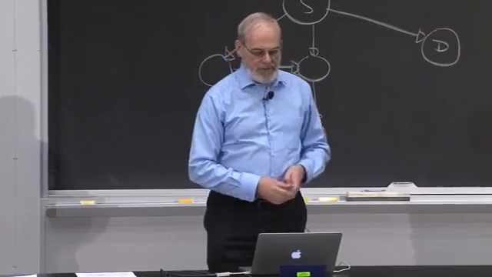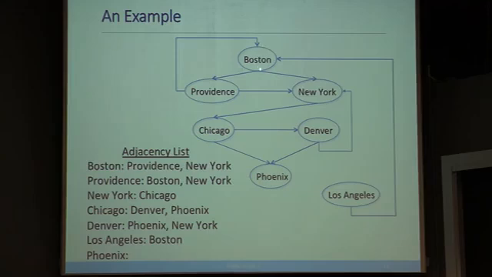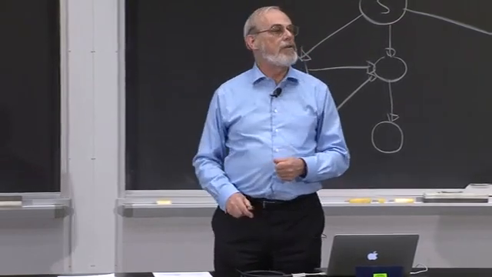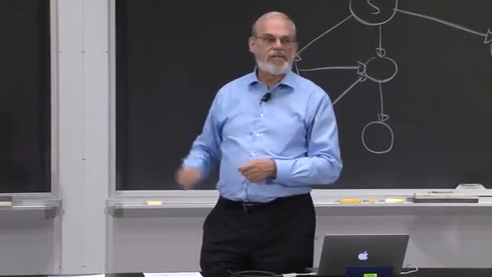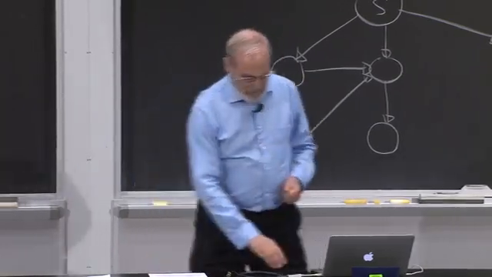And to think about this, here's the representation that we'd have in the graph. The adjacency list here is: from Boston, I can get to Providence, I can get to New York. From Providence, I can get to Boston, I can get to New York. From New York, I can only get to Chicago. From Chicago, I can go to Denver or Phoenix. From Denver, I can go to Phoenix or New York. And from LA, you can only come back to Boston. And Phoenix has no exits out of it. So there's that representation. The keys in the dictionary are all the nodes, and each one of those lists is a set of edges from the source to the destination. Okay. How would I build this?